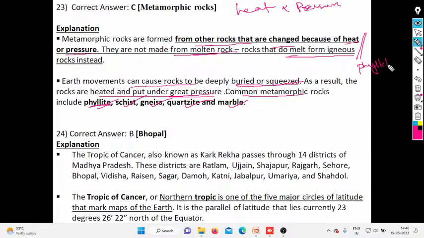That is phyllite, schist, gneiss, quartzite and marble. Phyllite and schist come from clay, gneiss from granite, quartzite from sandstone, and marble from limestone.